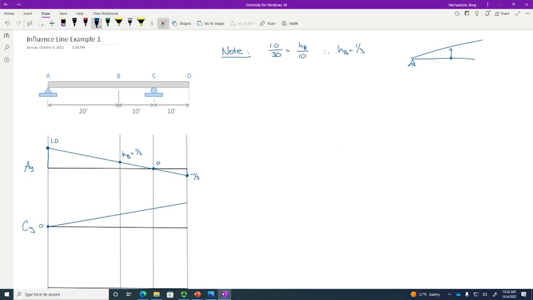That value is 0. That value is 2/3. That value is 1. That value is 4/3. Now, again, if you do not believe in all this gobbledygook regarding removing rollers and drawing lines, consider the load at D.